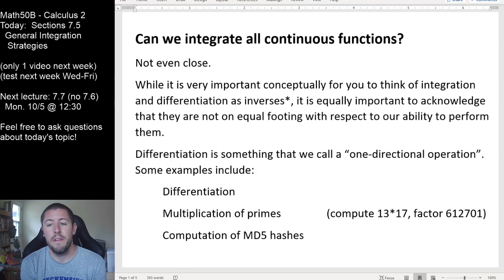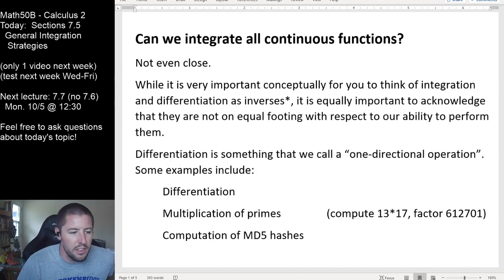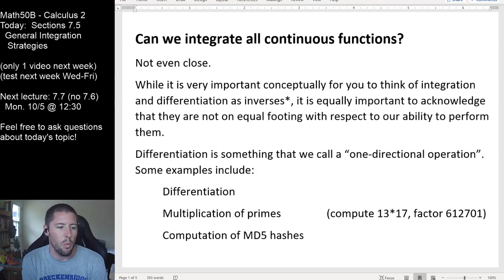And so, while it is very important conceptually for us to think of integration and differentiation as inverse functions, unfortunately that sort of says to me that they're in some sense adjacent to each other or equivalent to each other in our abilities to manage them. And that's wildly untrue. Real quick, before I walk away from it, you should notice I have an asterisk sitting right there next to inverses. Remember that integrals and derivatives are not perfect inverses of each other. The plus c that we get out of integration, integrals are always giving us an entire family of functions, not just one unique function back, but they're incredibly close to being perfect inverses of each other.